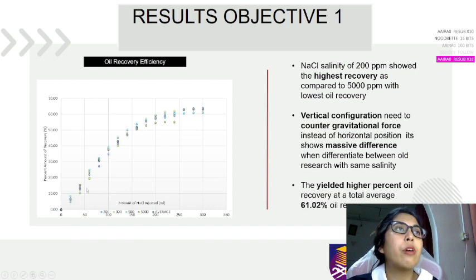For the recovery here, we can see the sodium chloride salinity of 200 ppm shows the highest recovery as compared to 5,000 ppm. The vertical convection needs to counter the gravitational force, unlike the horizontal position, and this shows a massive difference between all the runs with the same salinity. It yields a higher oil recovery percentage, with the total average at 61.02% oil recovery.